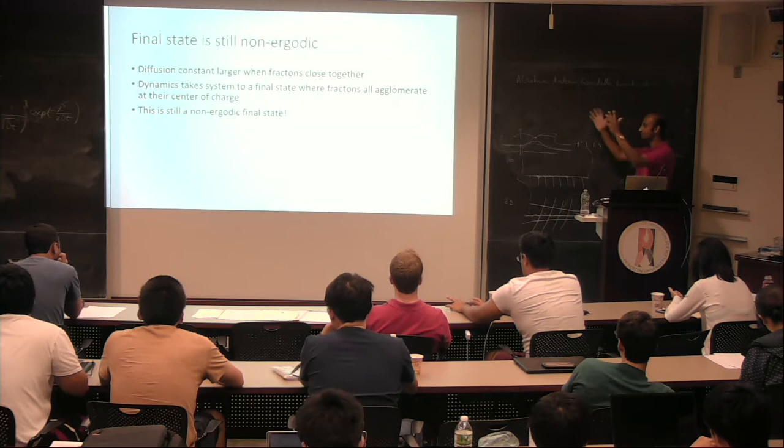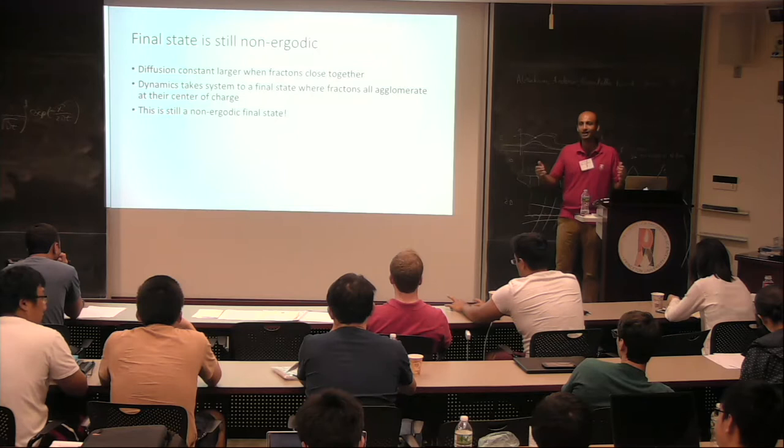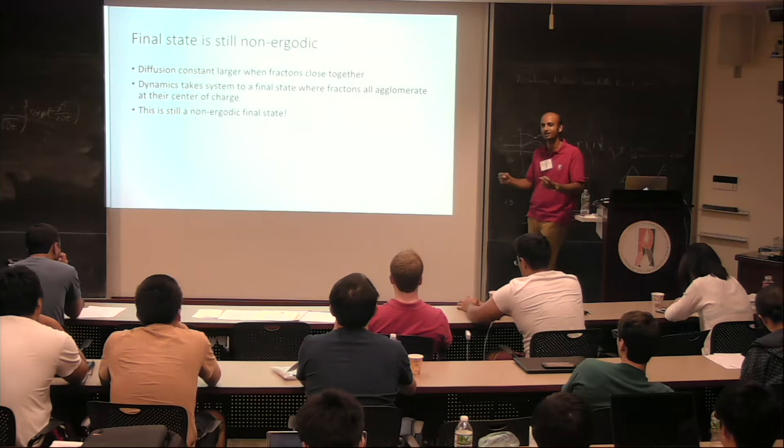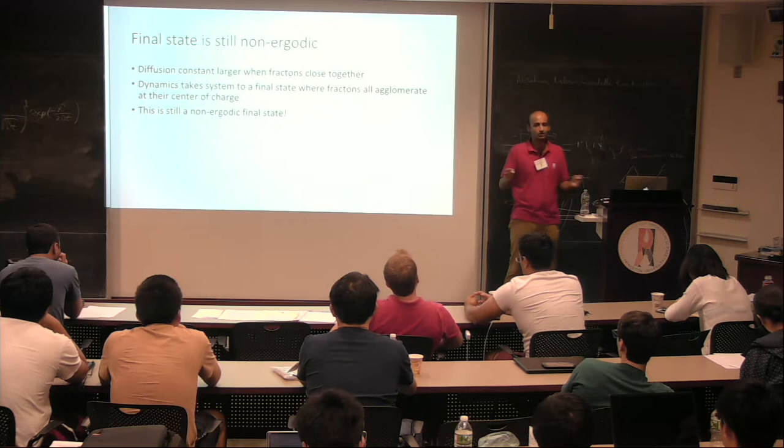However, even though the fractons can diffuse, the final state is still non-ergodic. Why is it non-ergodic? Well, fractons can diffuse by exchanging dipoles. They can exchange dipoles more effectively if they're close together. The diffusion constant increases rapidly as they get close together. Okay. So fractons want to all be close together because then they can move about more freely.